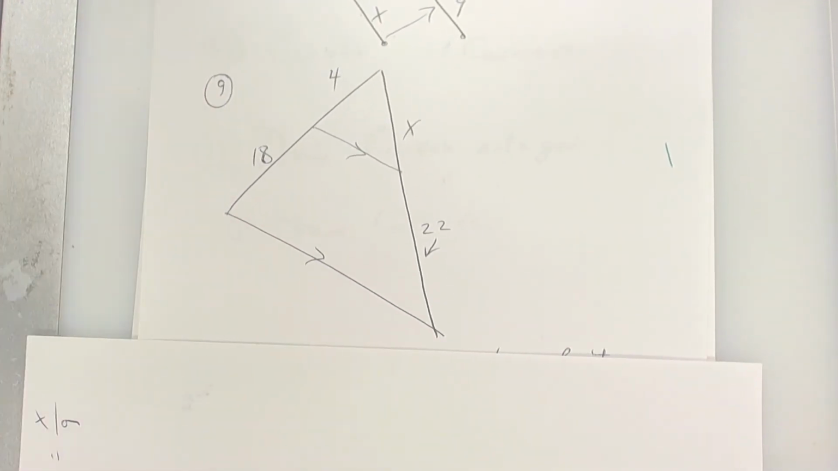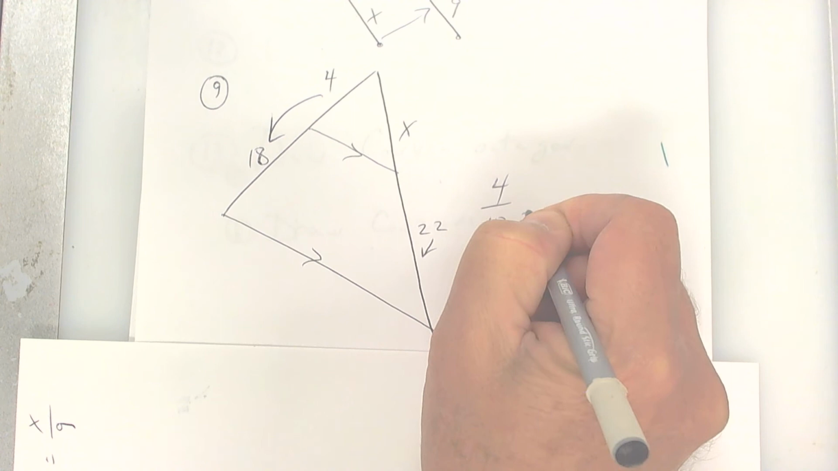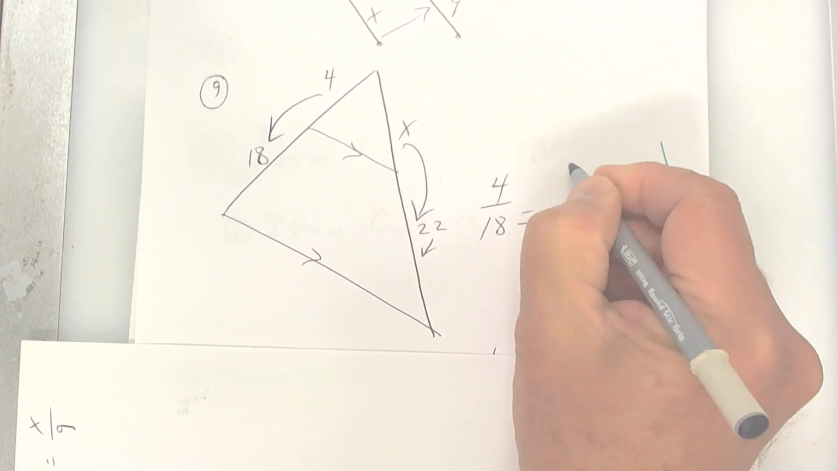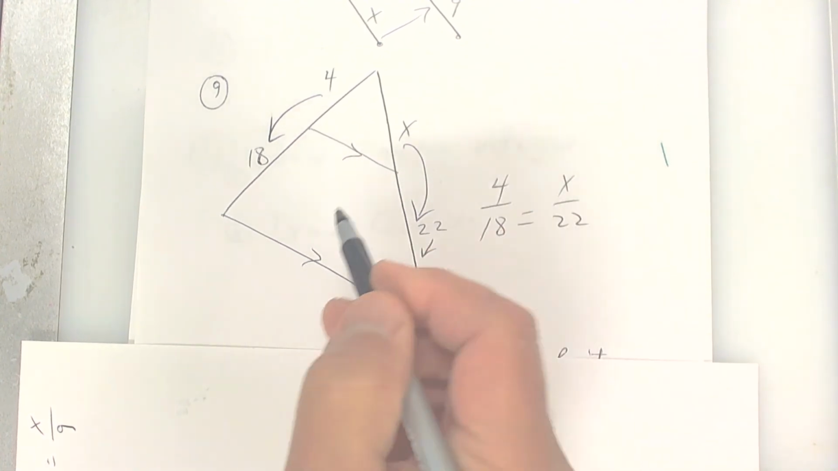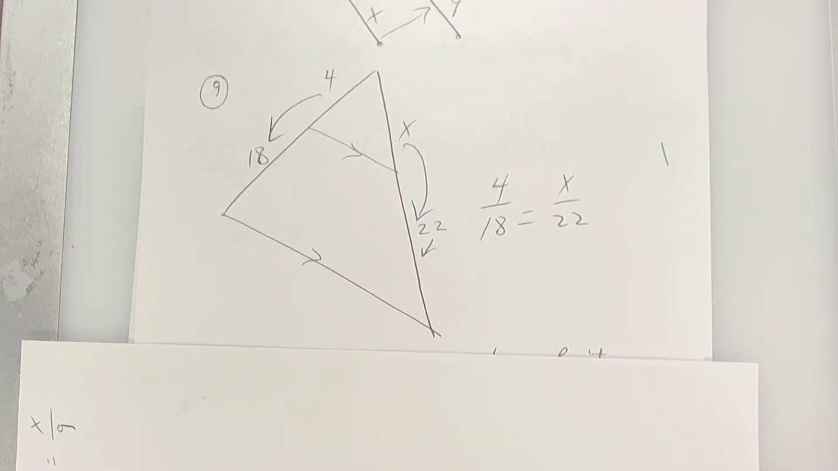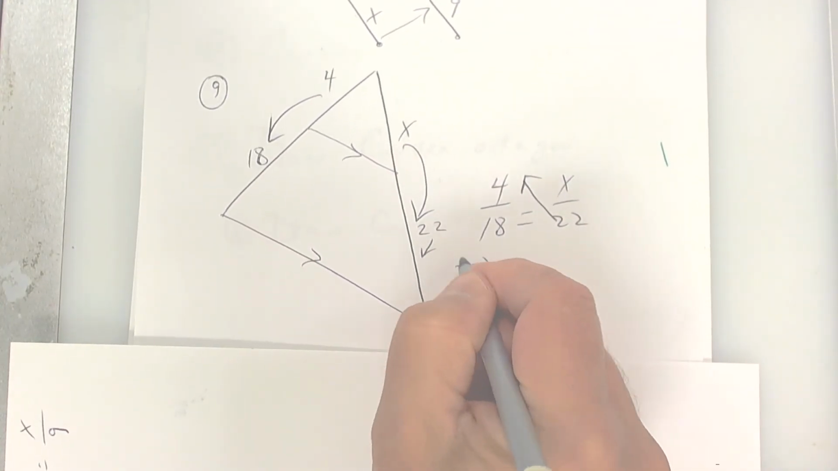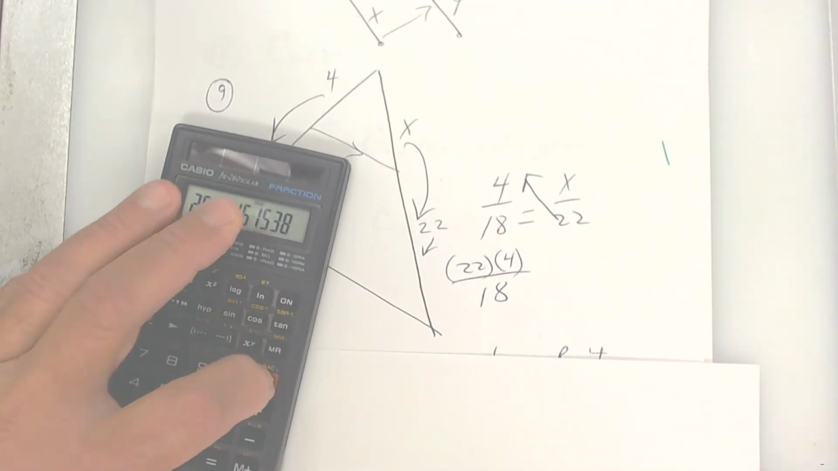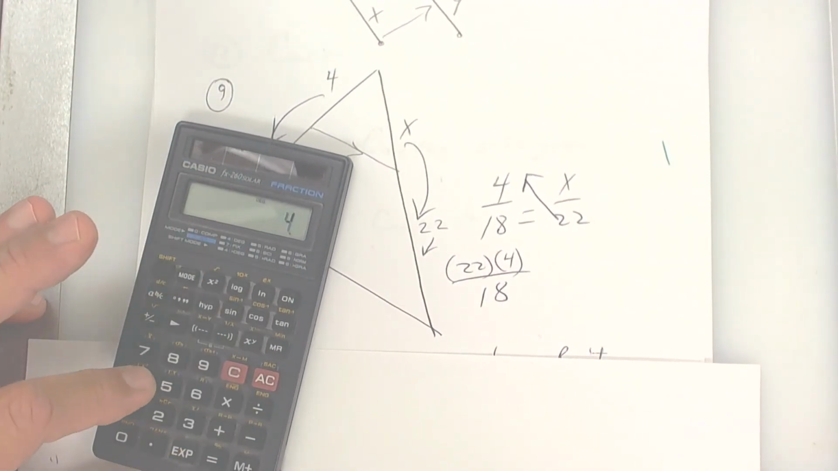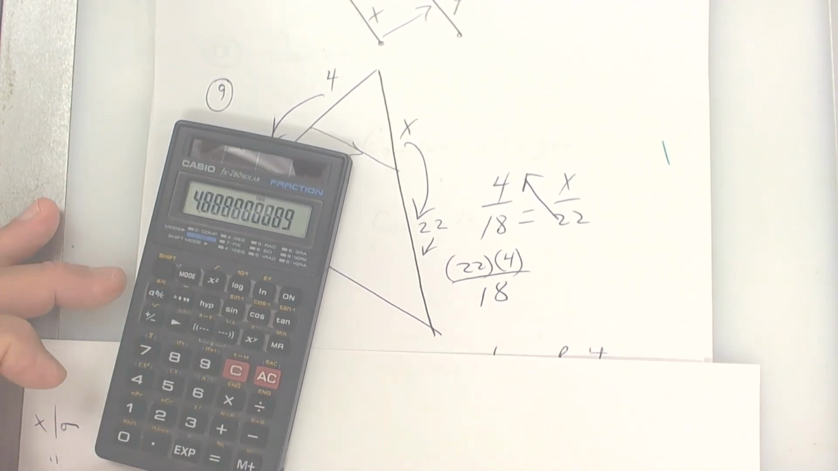Draw this diagram. All right, so this one you're going to do it the same way. Top over bottom. So 4 over 18 equals top over bottom, and this should work. And the only reason why it works is because the lines are parallel. They're actually similar triangles. All right, and we'll just leave it at that. So you're going to multiply 22 times 4 and divide by 18. When you do that, you get 4.9.